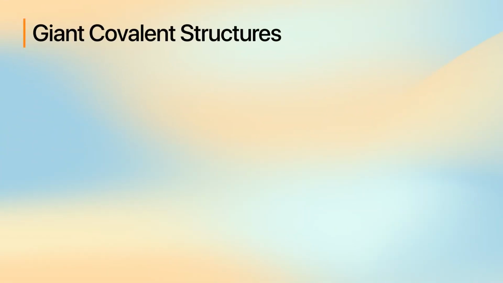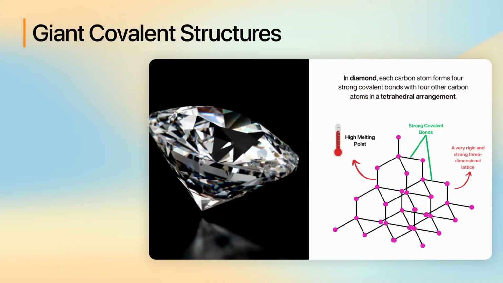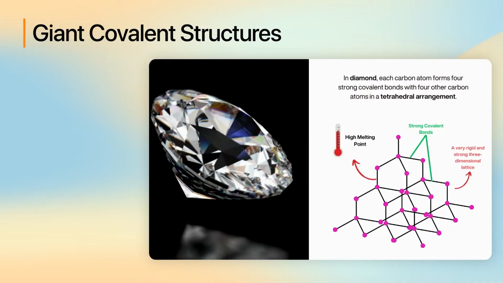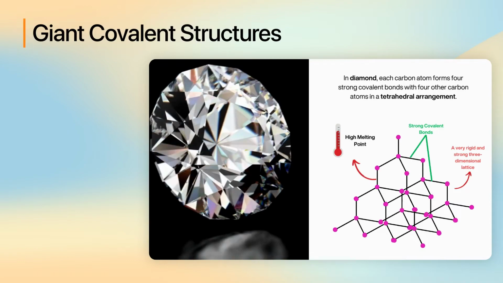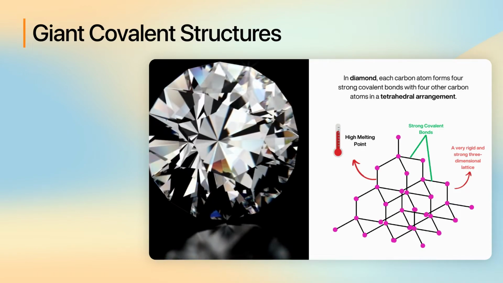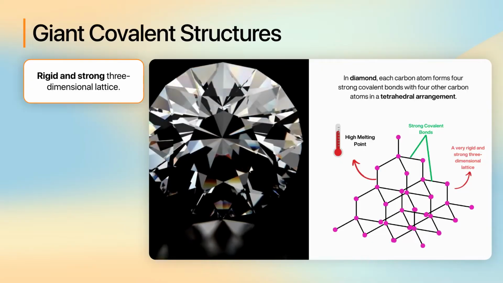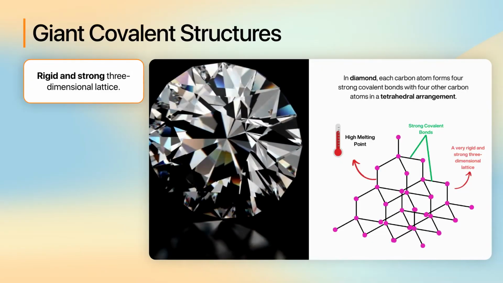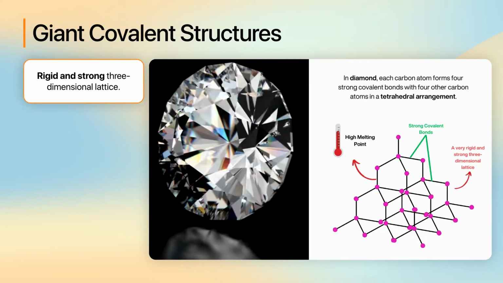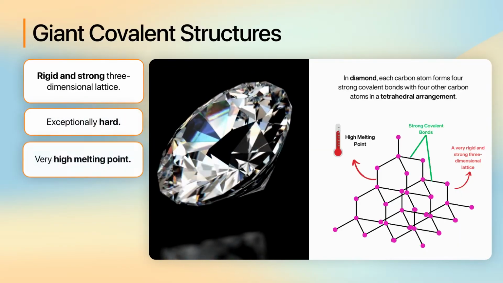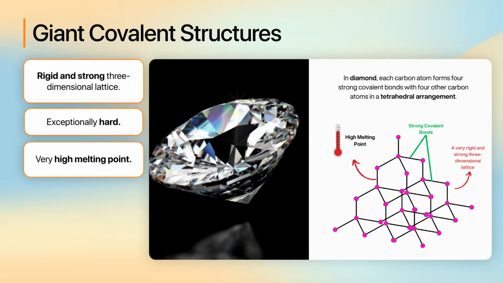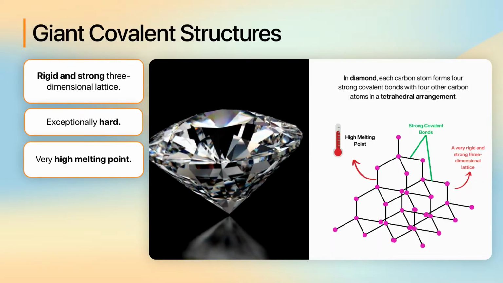To illustrate, let's look at some examples of giant covalent structures. First up is diamond. In diamond, each carbon atom forms 4 strong covalent bonds with 4 other carbon atoms in a tetrahedral arrangement. This forms a very rigid and strong 3-dimensional lattice. The strength of these covalent bonds throughout the structure makes diamond exceptionally hard and gives it a very high melting point. We will further explore diamond in an upcoming lesson.